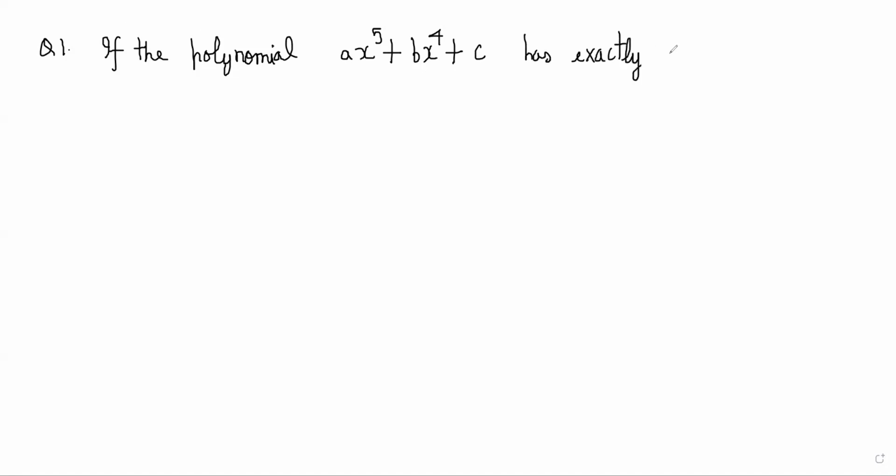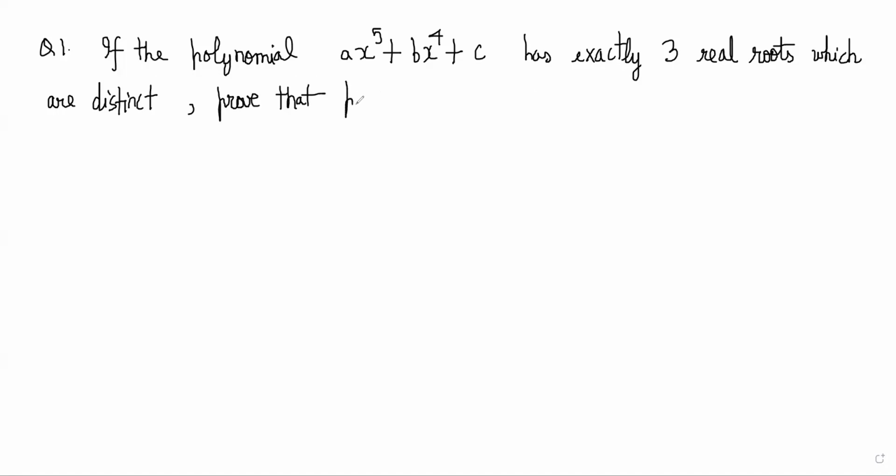So this is my question one. If the polynomial ax power 5 plus bx power 4 plus c has exactly three real roots, which are distinct, prove that polynomial cx power 5 plus bx plus a has exactly three distinct real roots.